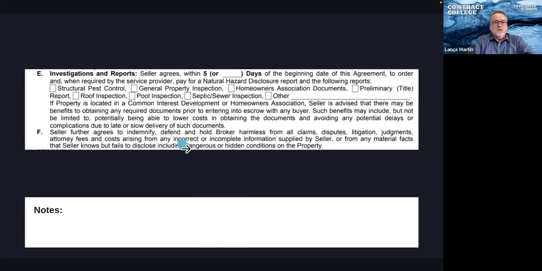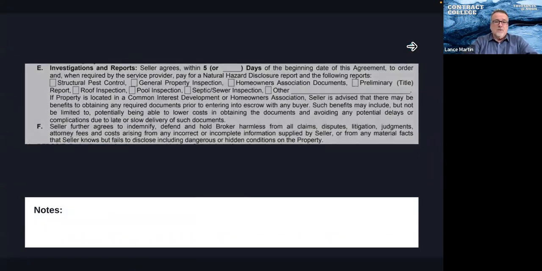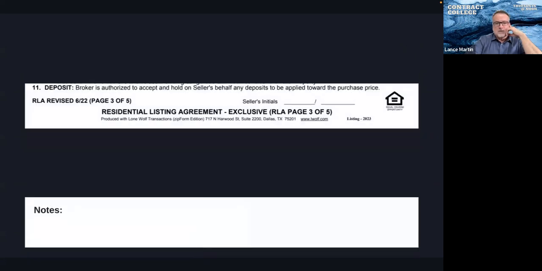Again, the seller is going to hold the broker harmless from litigation or judgments arising out of any of this. Hey, it's your property, it's your inspector. I might have recommended them, but hey, this is you. So if the property has termites, don't come to me and hold me responsible for that. This is the bottom of page 3.